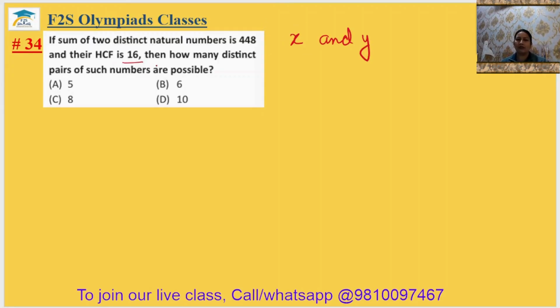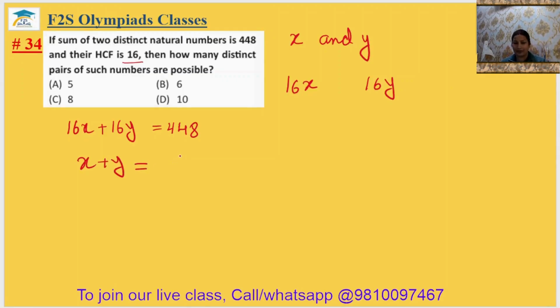So our first number will be 16x and second number will be 16y. And it is given that 16x plus 16y equals 448. So we can write x plus y will be 448 divided by 16, that is 28. So x plus y should be such that whose common factor will be only 1, as both the numbers are co-prime. So x may be 1, y may be 27, x may be 3, y may be 25.